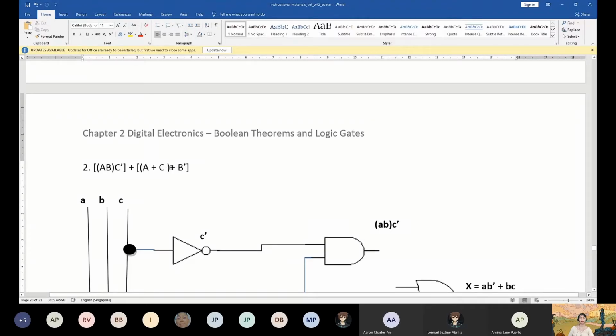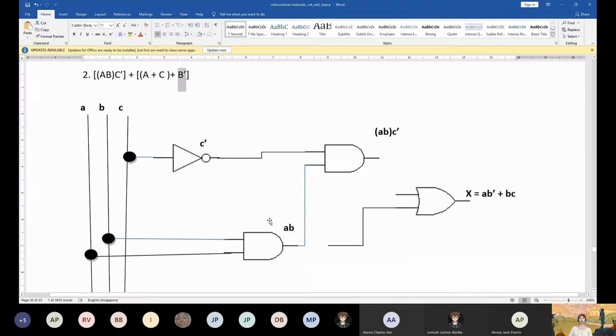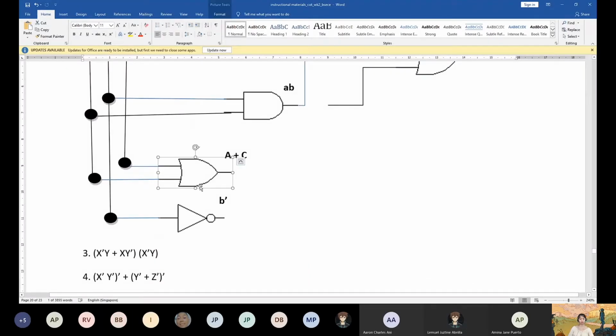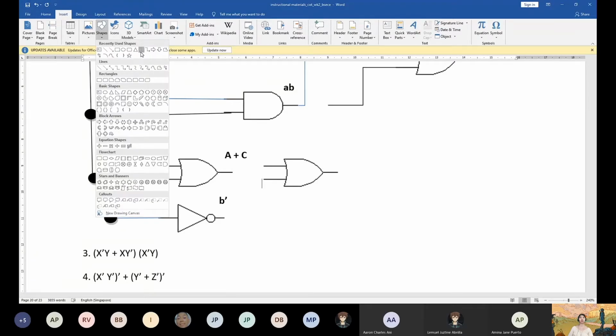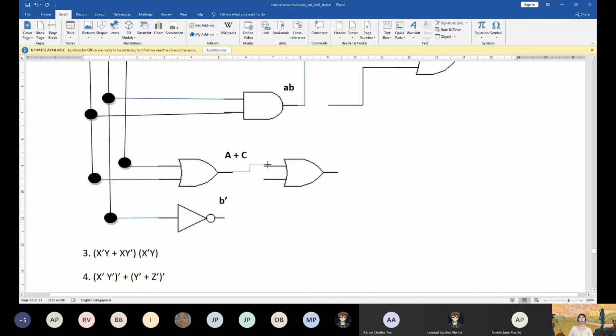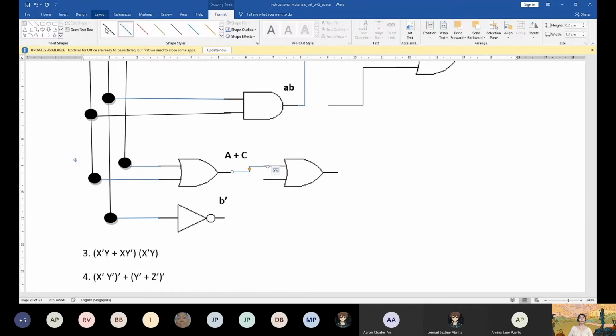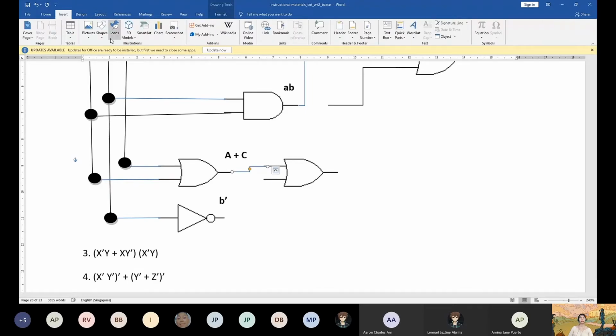We already have A plus C. We already have B prime. What's next, class? Plus. OR gate. So we need another OR gate. Then, what else?